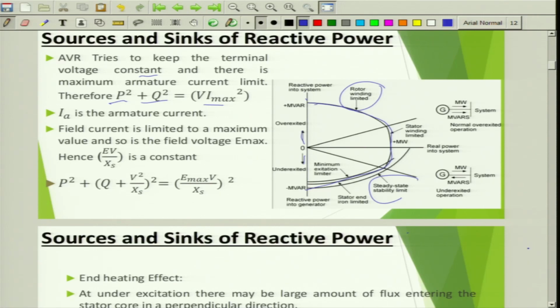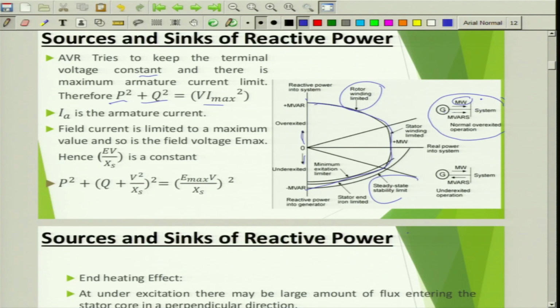Ultimately, you see here, during the over excited system, what happens? Active power, this is megawatt, a unit for real power flow, is flowing from the generator to the system, let us consider it to be an infinite grid, and reactive power flow is also happening from the generator to the system, right.